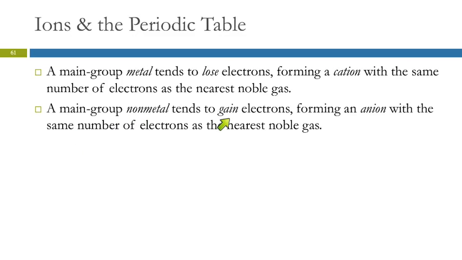Nonmetals tend to gain electrons, forming anions. Nonmetals make negative ions. They both start with N. And they tend to gain those electrons so that they get the same number of electrons as the nearest noble gas. We'll be discussing later in more depth, maybe more depth than you care to hear about, why they do that, but for now we're just going to say that's what they do.